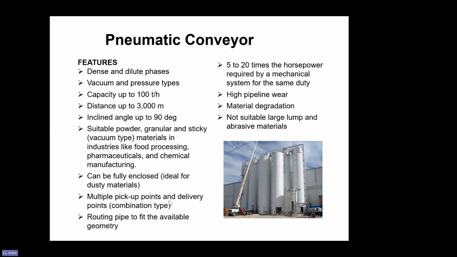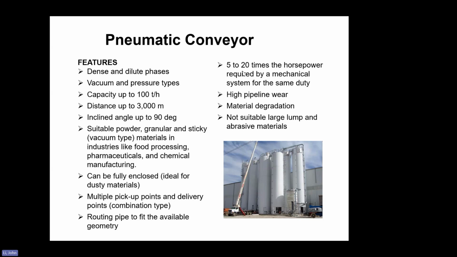So if you combine the systems, you pick up using negative pressure and then connect to a positive system. So you can pick up from many points and discharge to many points. Routing pipe to fit variable geometry, so it can use existing plants, so you can route pipe anywhere. But the problem is its power efficiency is very low.